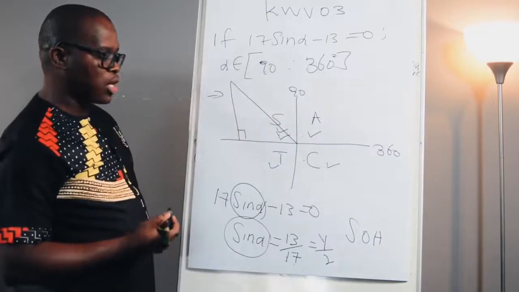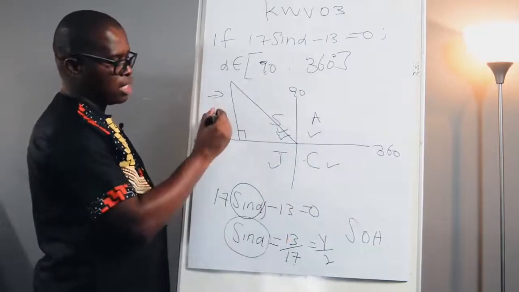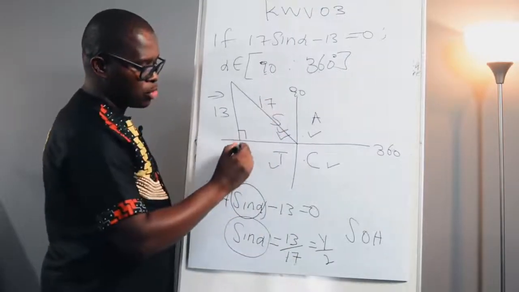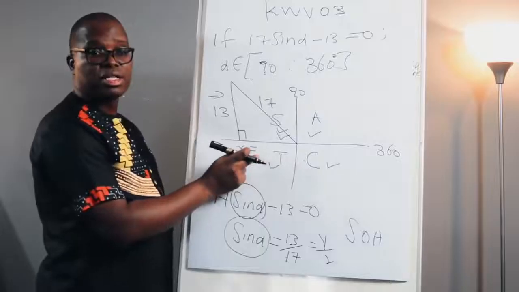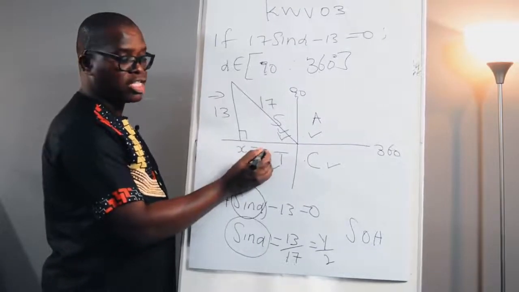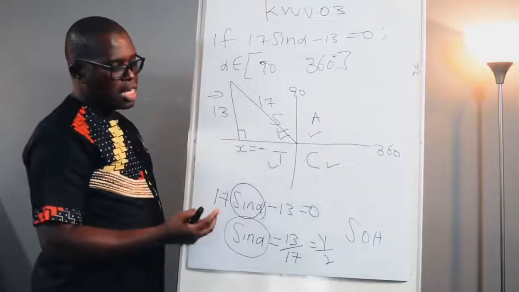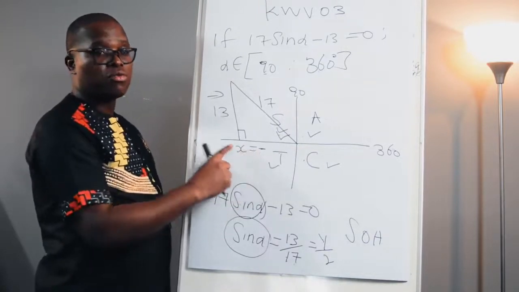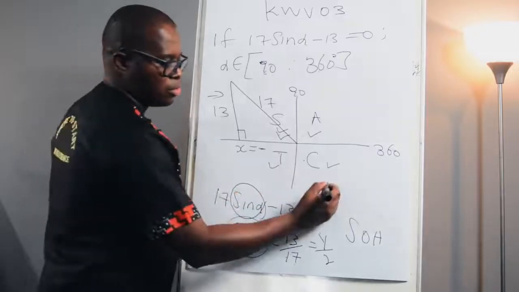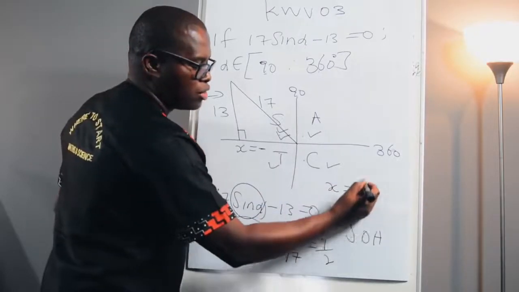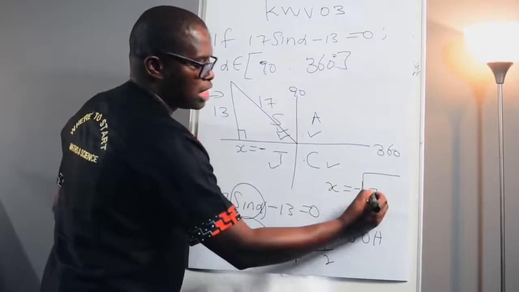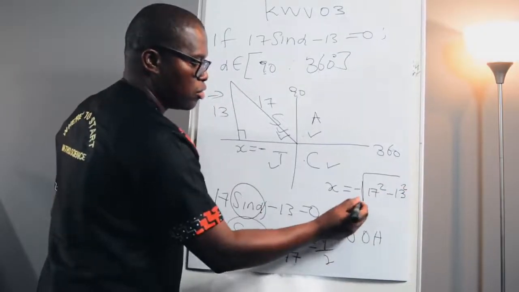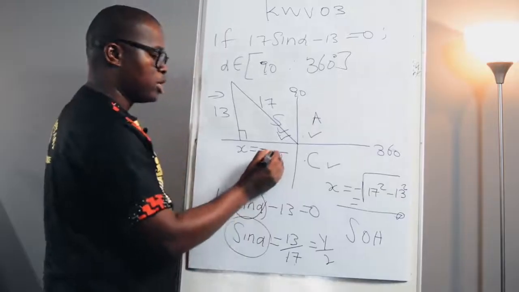This is your right-angle triangle. So what is your y there? It's 13. What is your r? It's 17. So what is missing here? It's your x. And your x in this case is also negative because this is on your left-hand side. Now, to find x, obviously you go for the theorem of Pythagoras. So your x here will be minus the square root of r squared minus y squared, which is 17 squared minus 13 squared. Then the answer that you get there is the one that you put here.